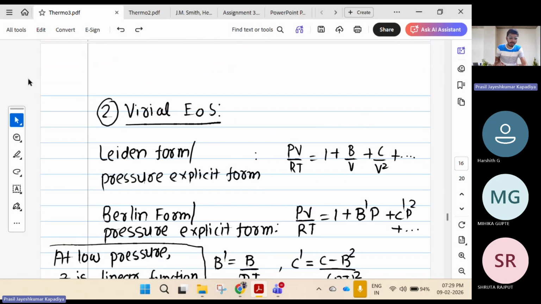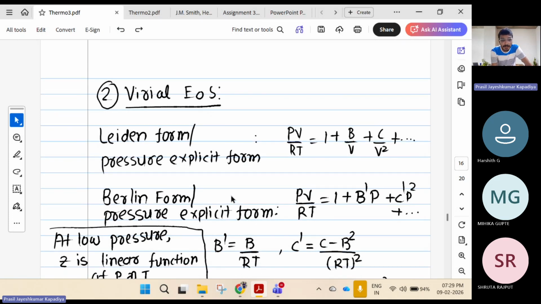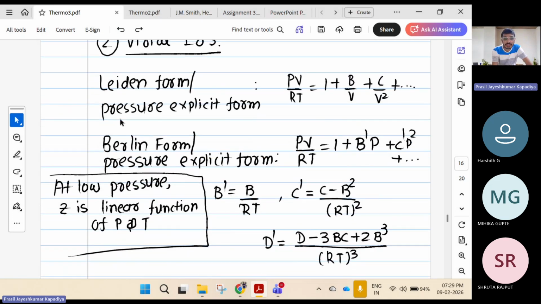Now the third one is our virial equation of state. There are two forms: this one is the volume explicit form, not pressure, and this is the pressure explicit form. In the volume explicit form, I can write PV by RT as 1 plus B by V plus C by V square and so on. In the pressure explicit form, I can write PV by RT equal to 1 plus B prime P plus C prime P square and so on.